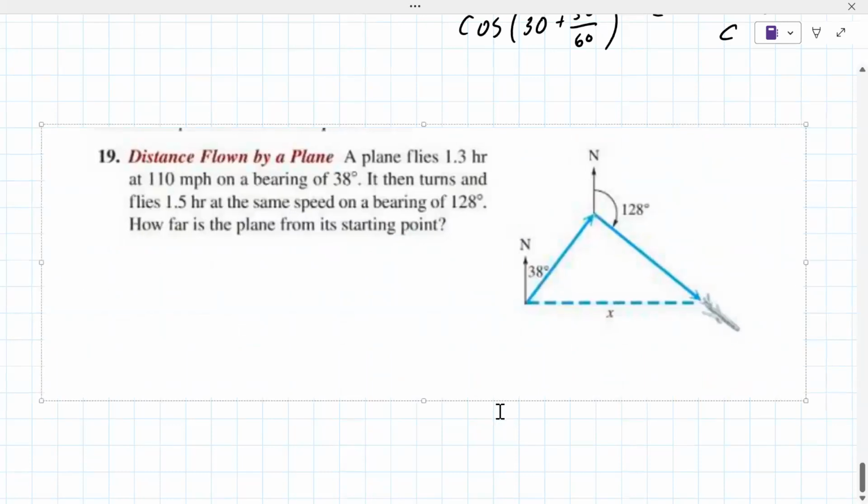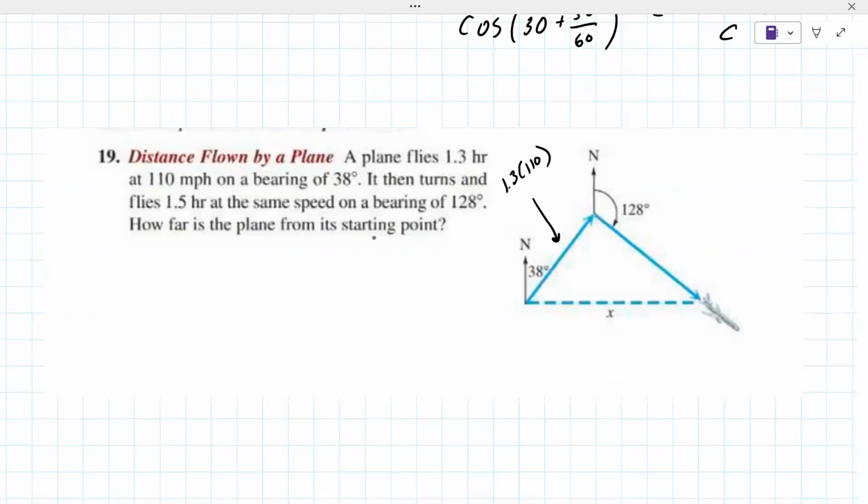Okay. A plane flies 1.3 hours at 110 miles per hour, bearing 38 degrees. So that's referring to this right here, 1.3 times 110. It then turns and flies 1.5 hours at the same speed on bearing 128 degrees. So this length right here is 1.5 times 110. And this angle right here is 52 degrees. And so you can drop an altitude down to get a right triangle there.